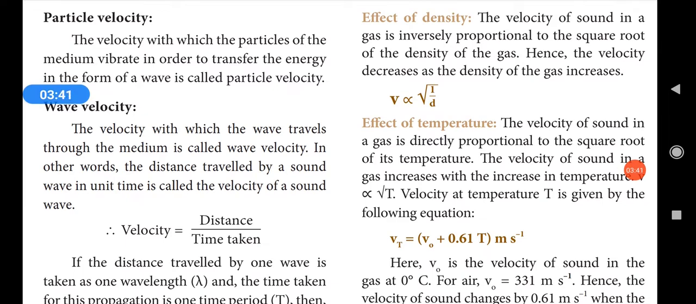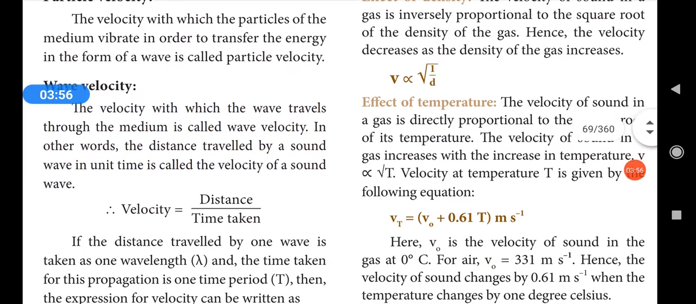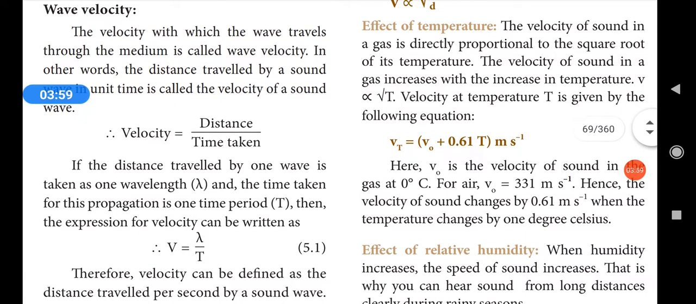In order to transfer the energy in the form of wave, the velocity with which the particles of the medium vibrate is called particle velocity. Then wave velocity: the velocity with which the wave travels through the medium is called wave velocity.